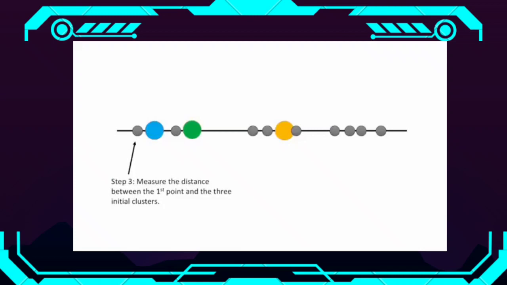Step 3. Measure the distance between the first point and the 3 initial clusters. This is the distance from the first point to the blue cluster. This is the distance from the first point to the green cluster. And this is the distance from the first point to the orange cluster. Well, it's kind of yellow, but we'll just call it orange for now. Step 4. Assign the first point to the nearest cluster. In this case, the nearest cluster is the blue cluster.